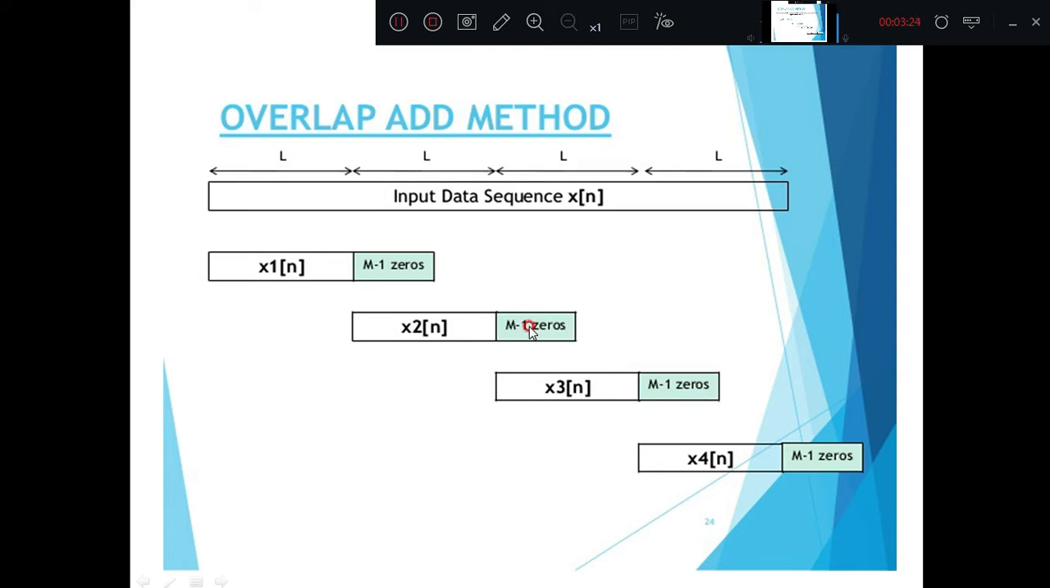You should not consider, for the second block, the last M minus 1 samples from x1 of n. So for all the blocks, the last M minus 1 samples should be zeros. So this is the major difference between the overlap save method and the overlap add method. And this is done for all blocks, till all the samples in the input data sequence are over.